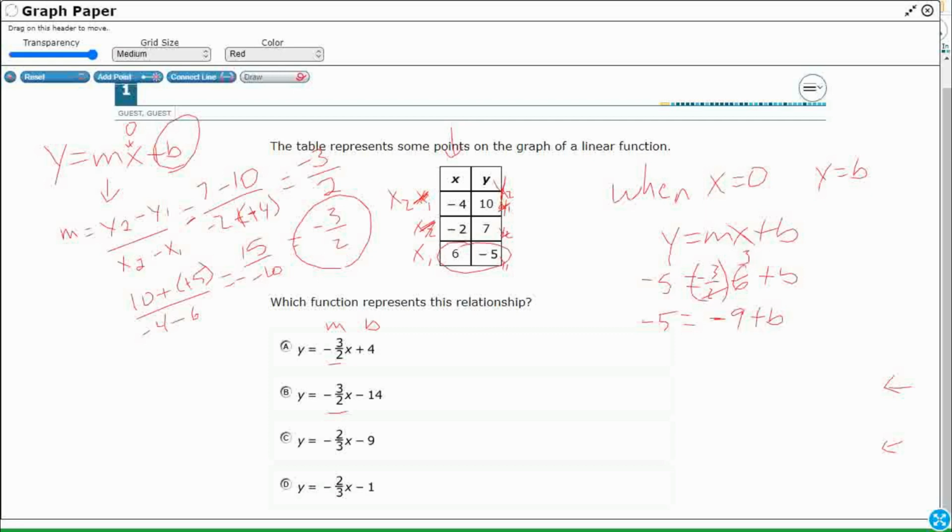Now we need to use our properties of operations to isolate that b. So we know that we can add 9 to both sides, and if we do that, we will isolate that b. b equals, it's just going to be a +4, because it's 9 minus 5, basically. So we've got y equals mx plus b, that b equals that +4, and our answer here is A.